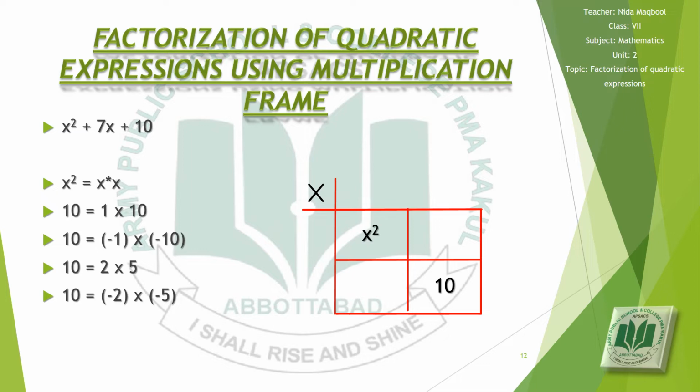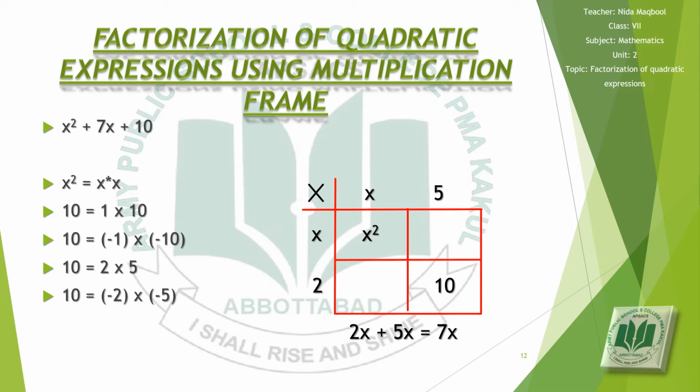Just remember that you will select those factors which when added will give you the middle term, which in this case is plus 7x, and which when multiplied would give us a product plus 10. Now as 10 is positive, so we will choose factors 2 and 5 as their sum is 7, and when we multiply them we will get a product of plus 10. Now placing the factors in the first column and in the first row.